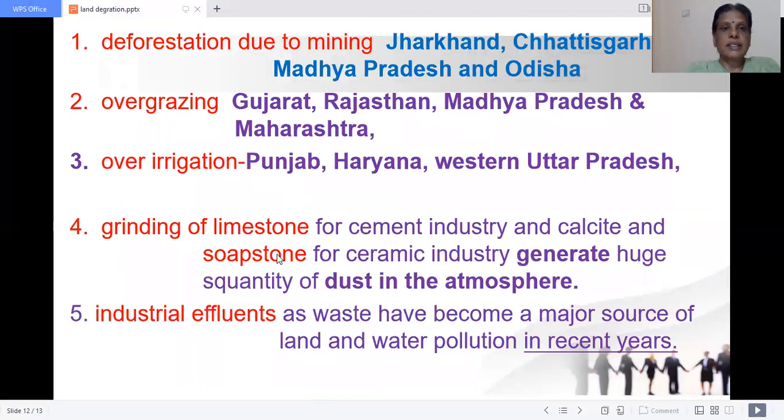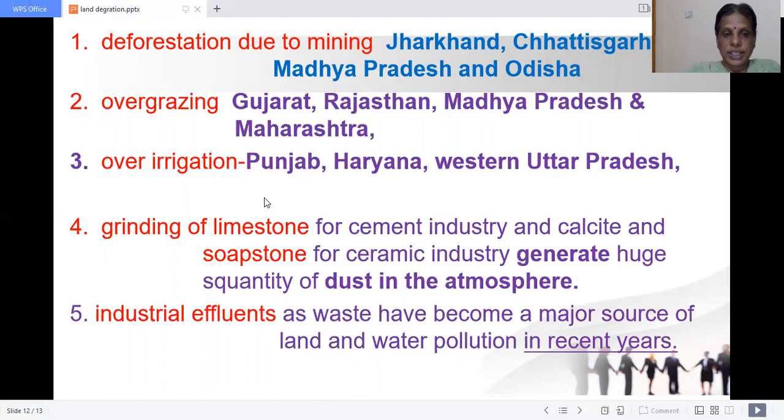So let us see in consolidation what are the reasons for land degradation. Deforestation due to mining, in which area? Jharkhand, Chhattisgarh, Madhya Pradesh and Odisha. Remember this on the map in black color, the eastern side. Overgrazing: Gujarat, Rajasthan, Madhya Pradesh, the western side. Over irrigation: Punjab, Haryana, Western Uttar Pradesh. Grinding of limestone and soapstone, limestone for cement factory and soapstone for ceramic industry. It generates dust, which does not allow the infiltration of water.